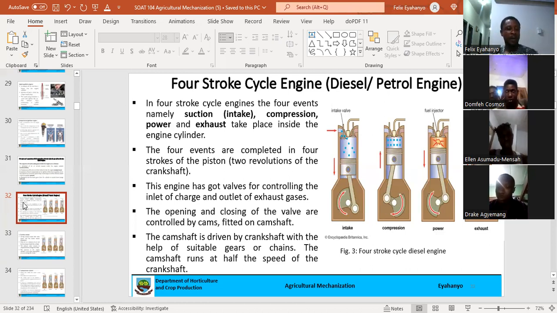right? When it comes to petrol, what will you be dealing with? Petrol, what will you be dealing with? You would have to unmute yourself to talk.